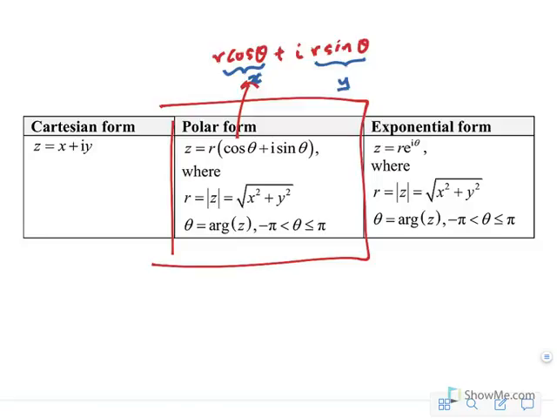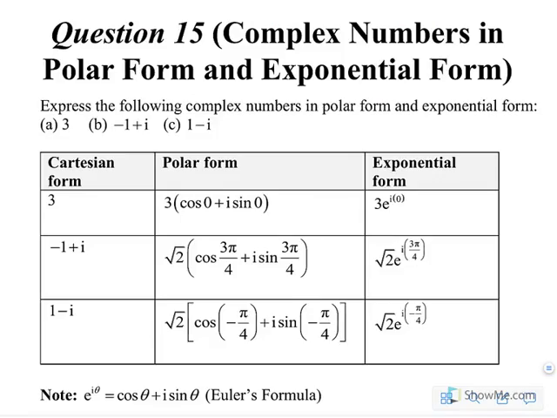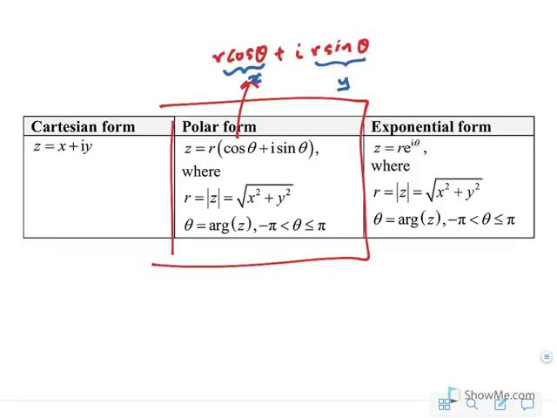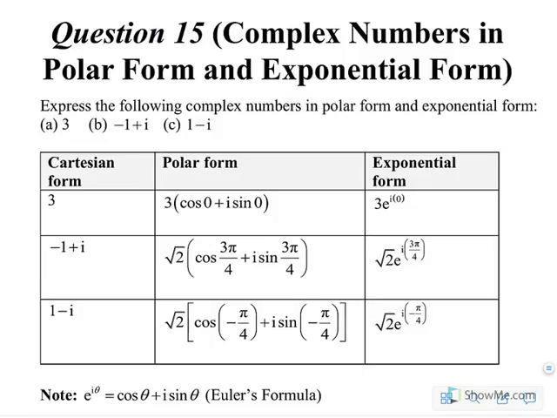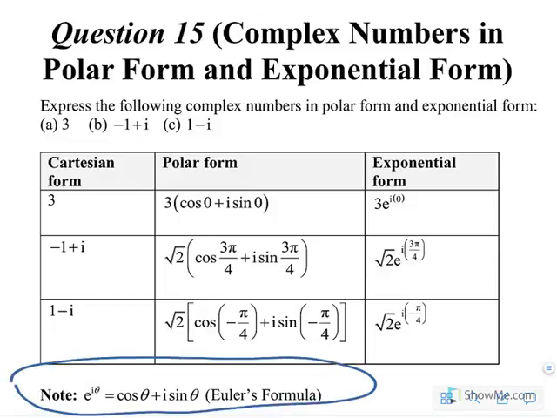How about the exponential form? There is a part where I really need you to so-called accept it. The proof is actually done using power series. The proof of Euler's formula is actually in your comprehensive notes.